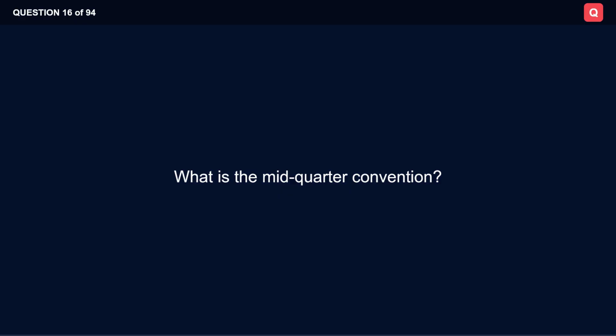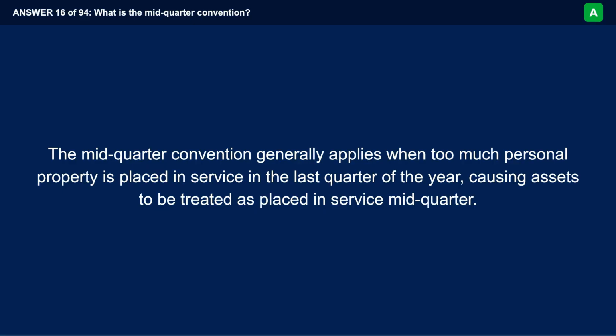What is the mid-quarter convention? The mid-quarter convention generally applies when too much personal property is placed in service in the last quarter of the year, causing assets to be treated as placed in service mid-quarter.